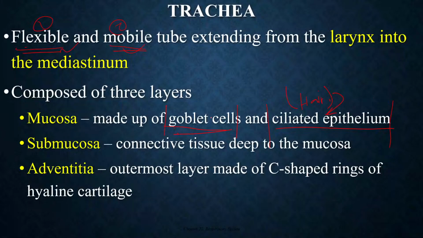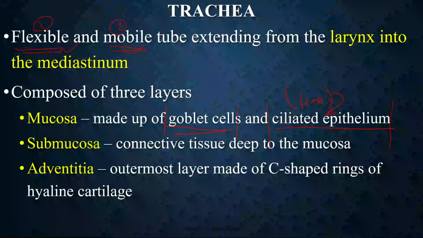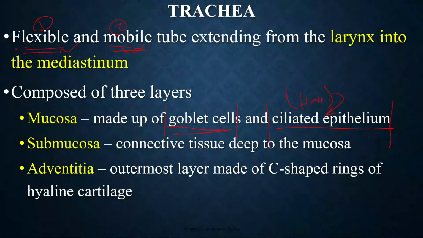So the goblet cells are responsible for secreting mucus, which has antibodies which kill any type of bacteria, fungus, or virus that gets into the nose through the air that we breathe. And then the cilia just waft away foreign particles. And then it has a submucosa, which is also another layer, the second layer. It's just a connective tissue deep to the mucus.